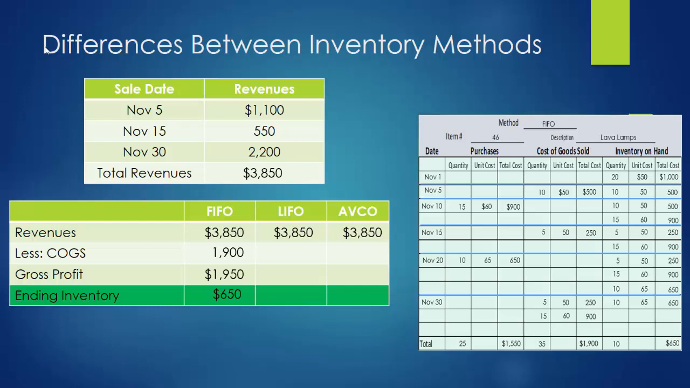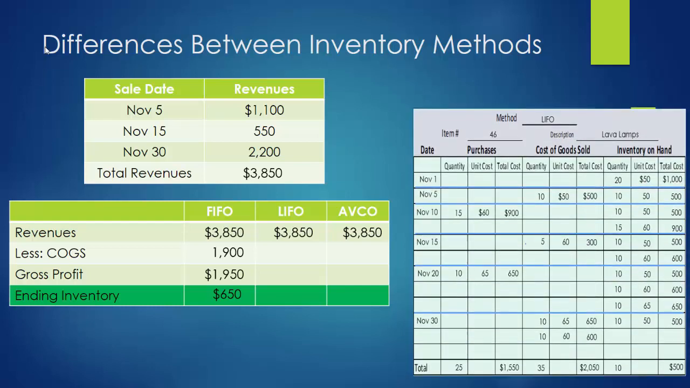How does this change to LIFO? Well, on our LIFO table, our cost of goods sold total was $2,050, meaning we would have gross profit of $1,800. Our ending inventory on our LIFO table had a total cost of $500. So LIFO made us have a higher cost of goods sold, but a lower ending inventory.